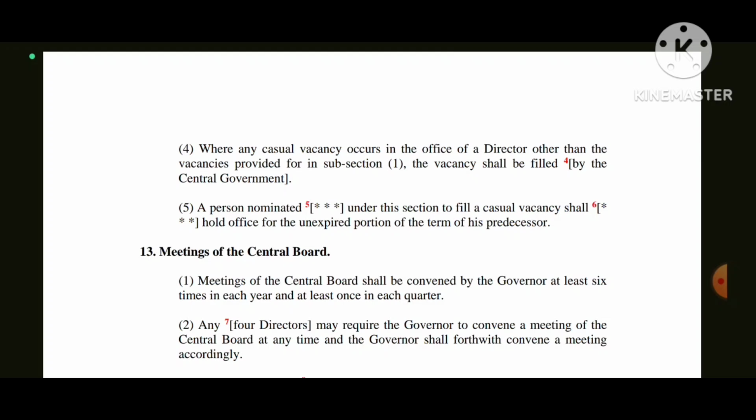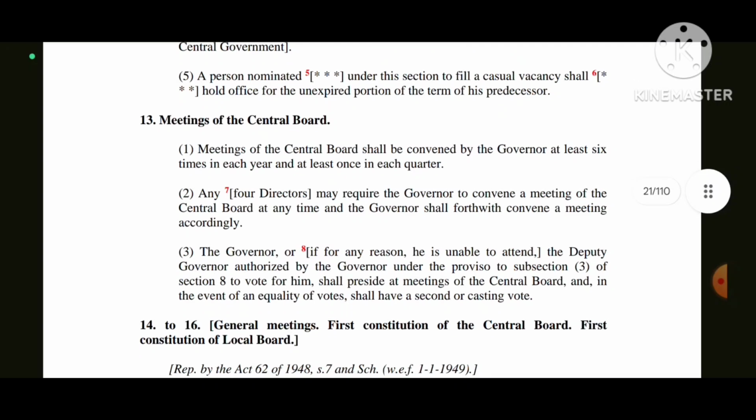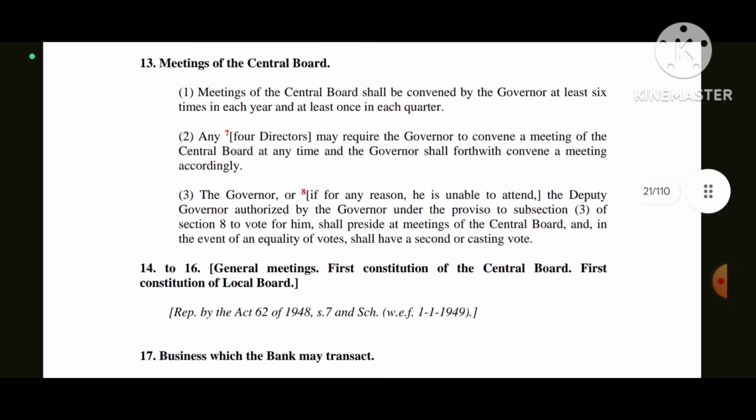A person nominated under this section to fill a casual vacancy shall hold office for the unexpired portion of the term of his predecessor. So in place of whom he is appointed, if his tenure is remaining for 2 years, then the nominated person's tenure will also be considered for 2 years only. Next, section 13, meetings of the central board.